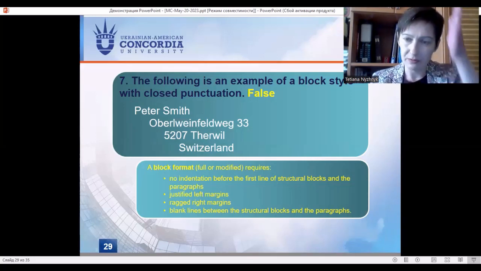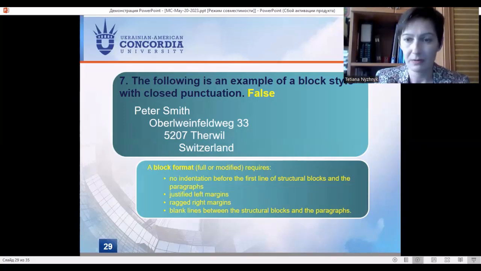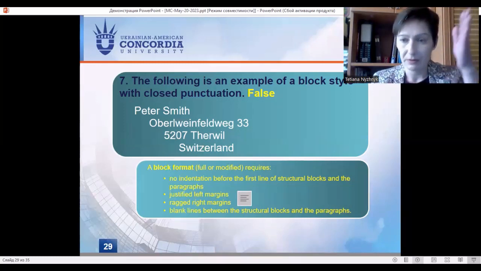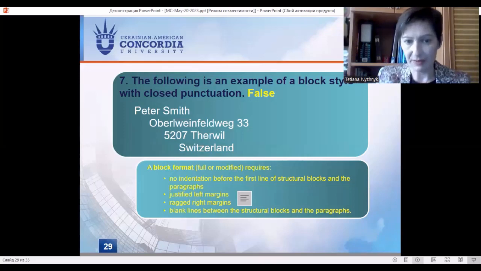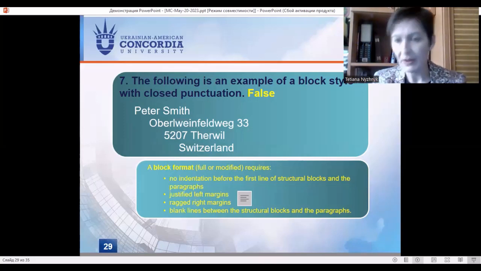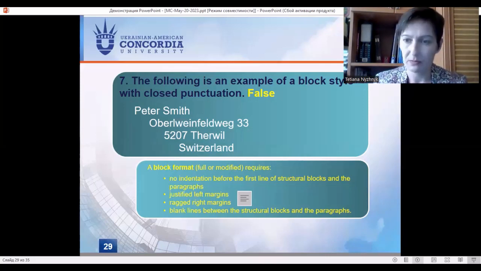Then the left margin has to be justified. The right margin has to be ragged. I'm absolutely sure that you know this symbol. Again, justified left margin, ragged right margin. Then again, to visualize the blocks, the segments of a letter, you will have to leave one empty line between each element. I mean, not just a sentence or a line, but between the structural block and the following structural block. You also need blank lines between the paragraphs.